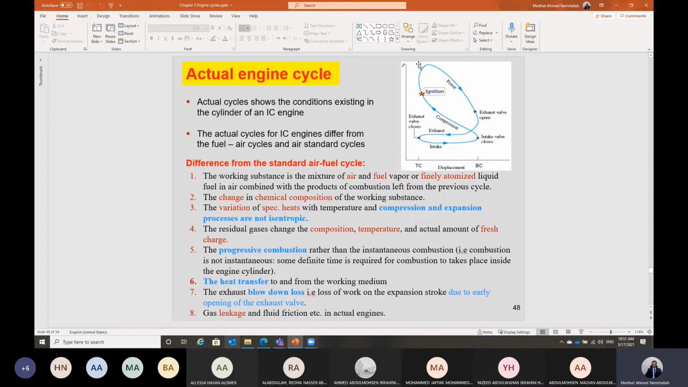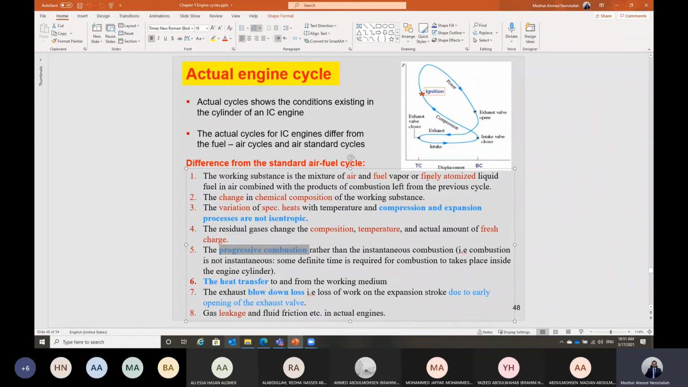We call the combustion in this case progressive combustion. It is not instantaneous. Instantaneous combustion means the combustion takes place in no time, when the piston is at the top dead center. In the actual engine cycle, the combustion takes some time. We call it progressive combustion, because the gases need mixing, and the combustion itself needs some time to take place.